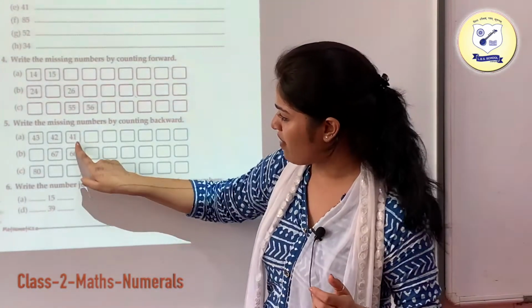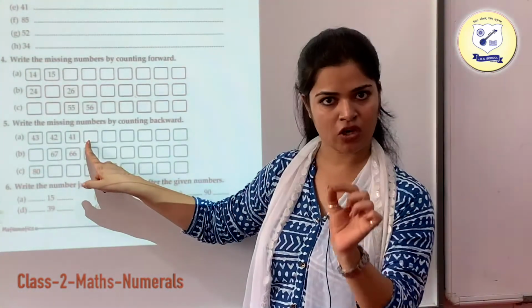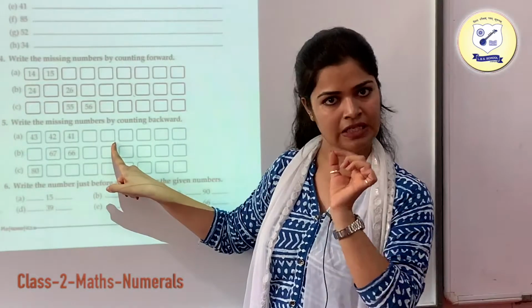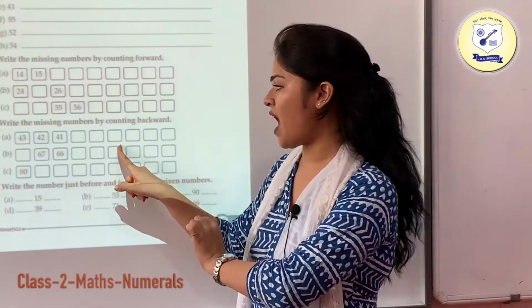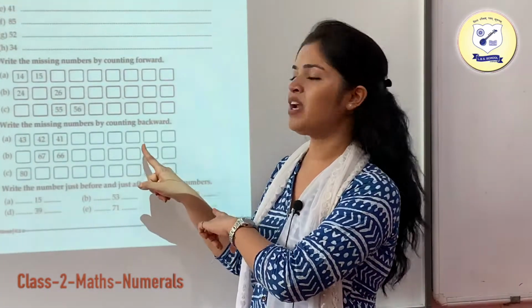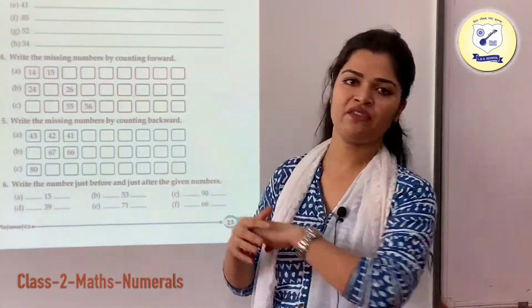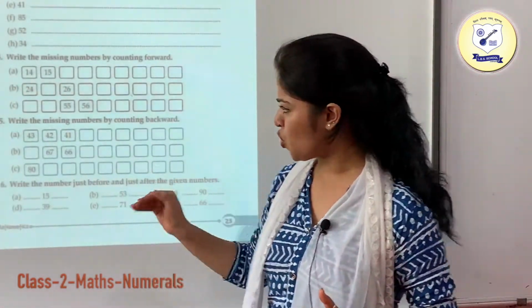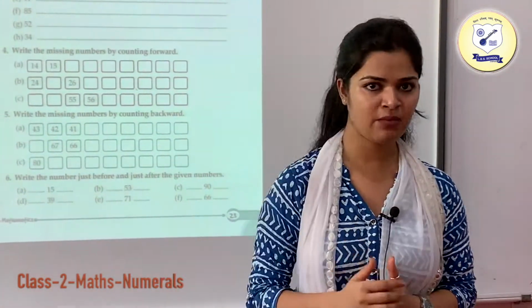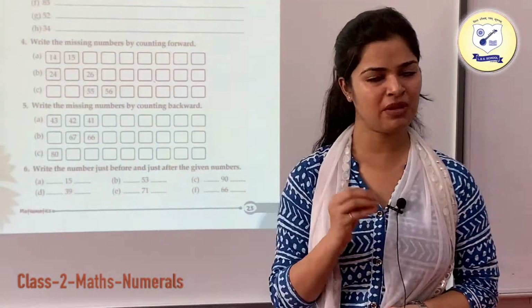Okay, so before 41 we are having 40, before 40 we are having 39, before 39 we are having 38, before 38 we are having 37, and before 37 we are having 36, and before that we are having 35. So you just need to fill the empty boxes with the help of the numbers which are being provided to you.